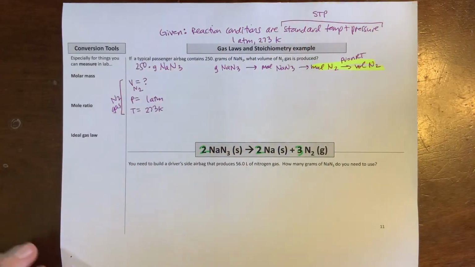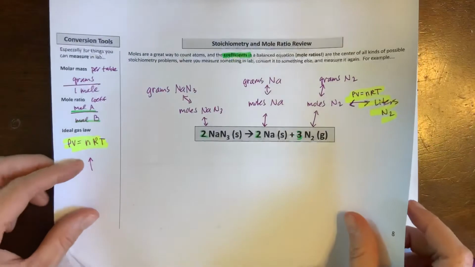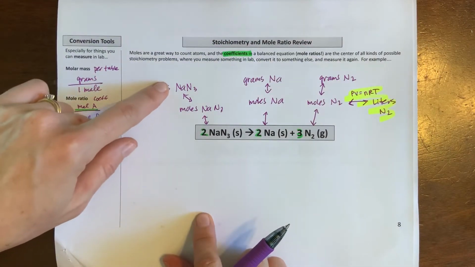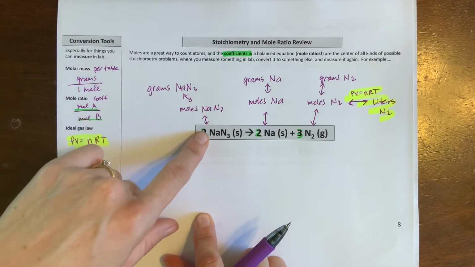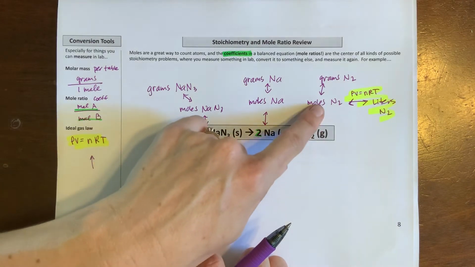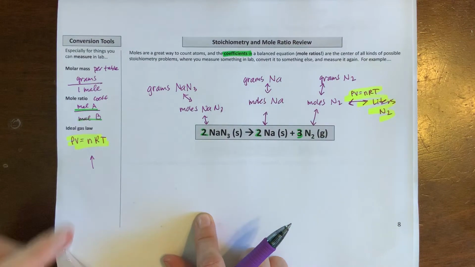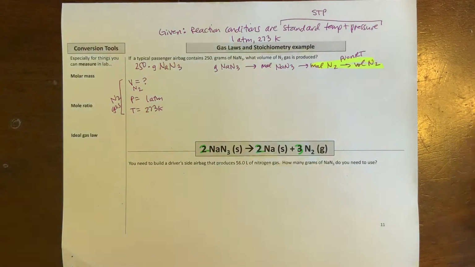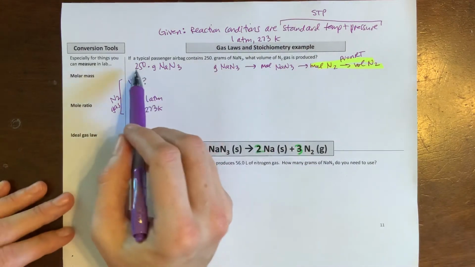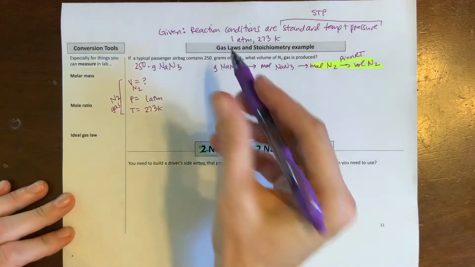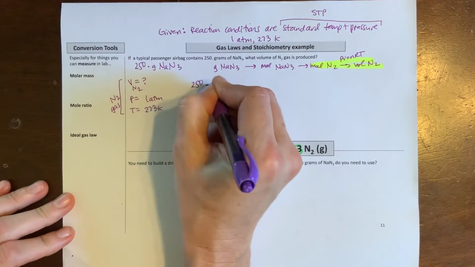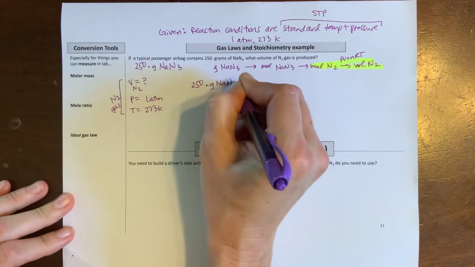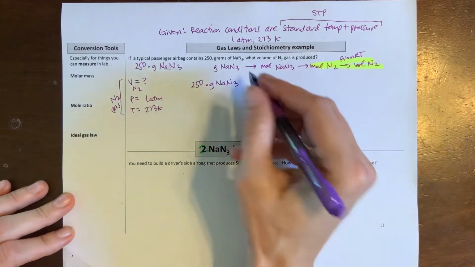So if I can look back here, I'm given grams, I'm going to convert to get to the mole ratios, and then come over here, moles to that final volume. So that's kind of the path that I'm going to take here. So let's start with this 250 grams. That's the only number that's given, so I have to do something with it.